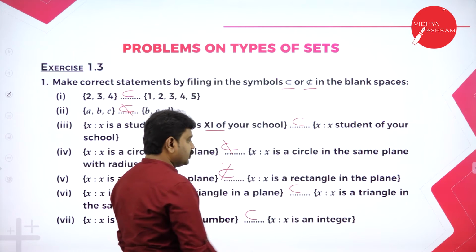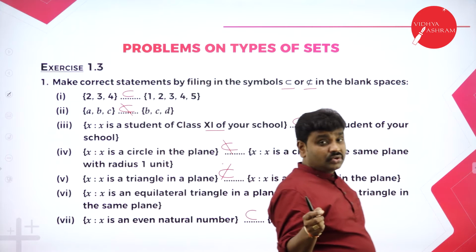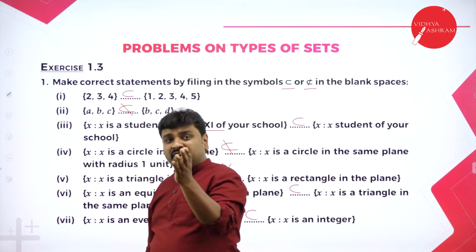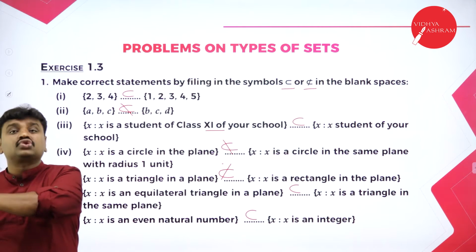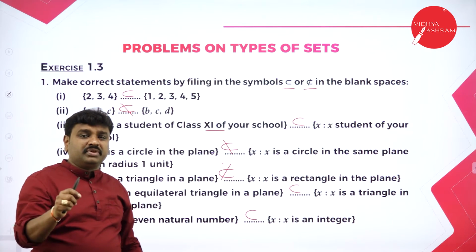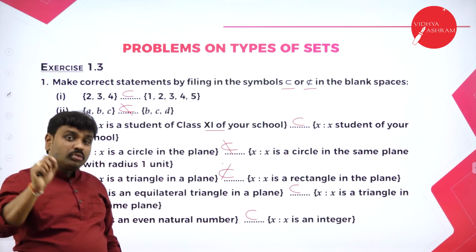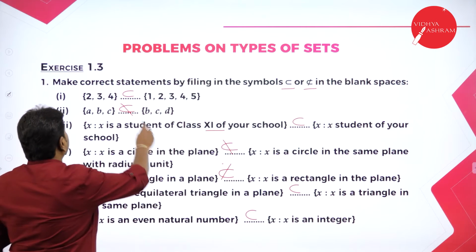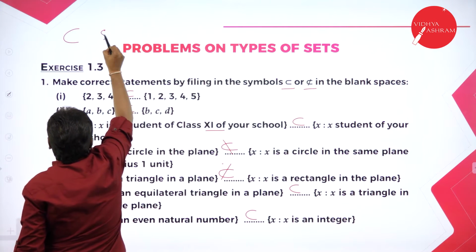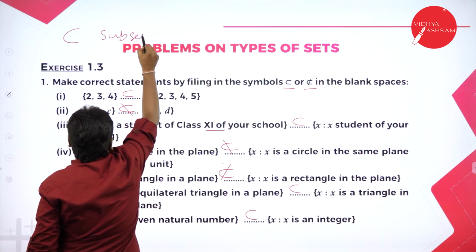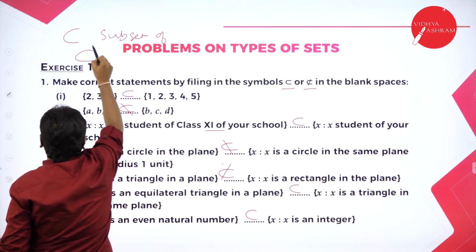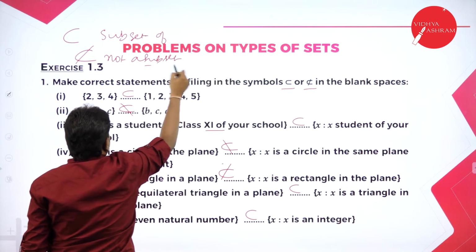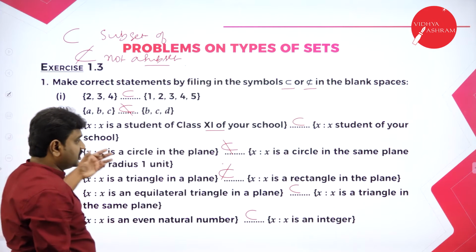So, subset. Now first and foremost you should know what a subset is. If an element belongs to the subset, then it should also belong to the superset. If A is a subset of B, then every element of A should also be present in B. That is the meaning. By that definition we have filled it, and to fill this we use this symbol. What is this symbol? Subset of. And what is this symbol? Not a subset. So check and fill this. That's what we have done in these 7 questions.